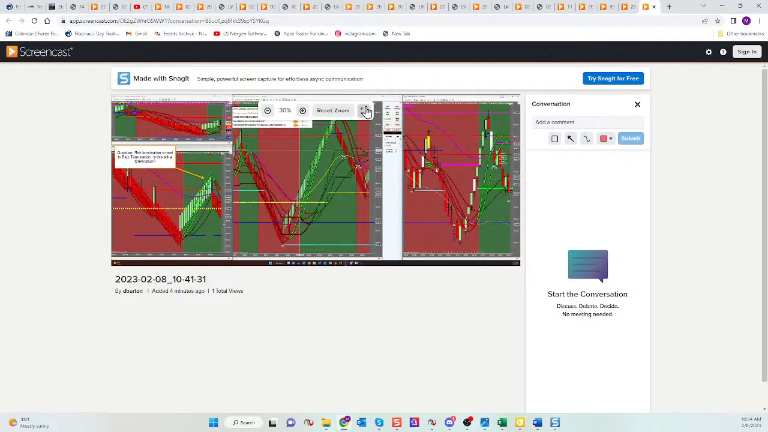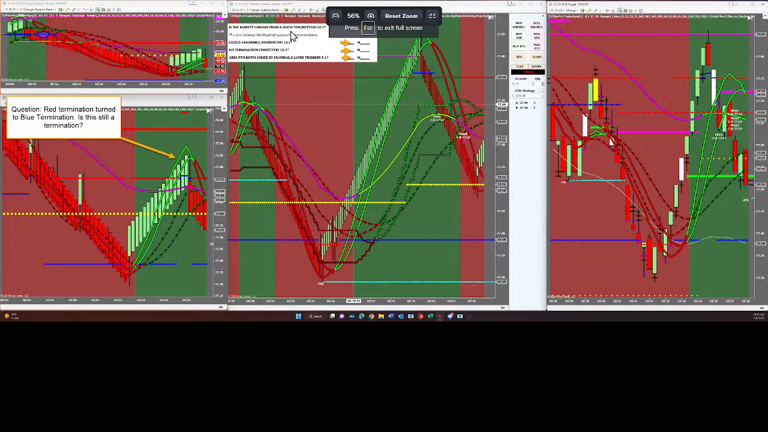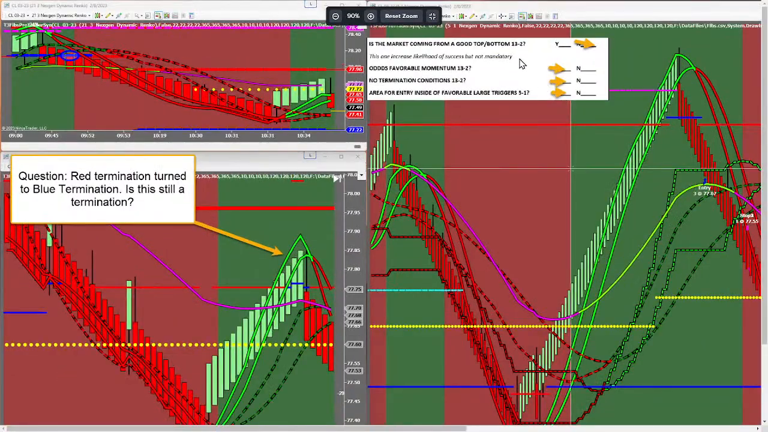And Dave B posts a chart and he has a spreadsheet or a checklist. Is it coming from a good top or bottom? No. Just increases the likelihood, not mandatory. He has odds favorable. He has no termination conditions, has an area.